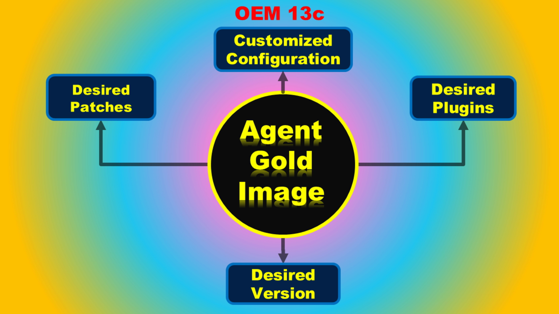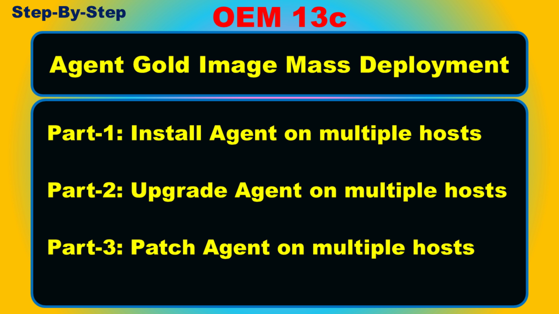An agent gold image version can be used to provision new management agents or update existing management agents on a large number of hosts in a much quicker and easier way, as it saves a lot of time for the DBAs and OEM administrators in managing the agent and their life cycles.